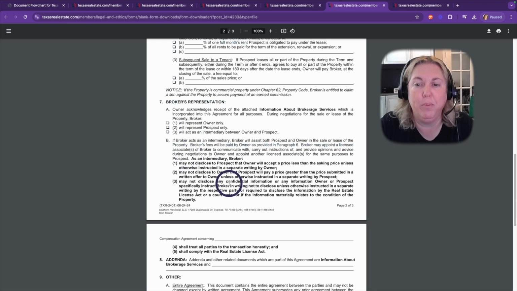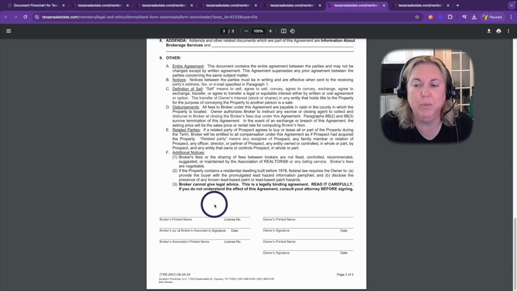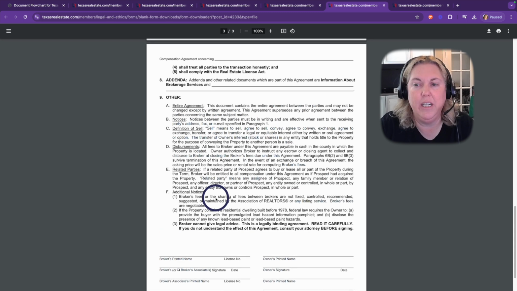Then it tells you here on number 7, this discloses who you represent, if you're representing the owner or the prospect only, or if it's an intermediary situation. If there's any other addenda, you'll put those here. The broker will sign and the owner will sign. The listing agent does not need to sign this.